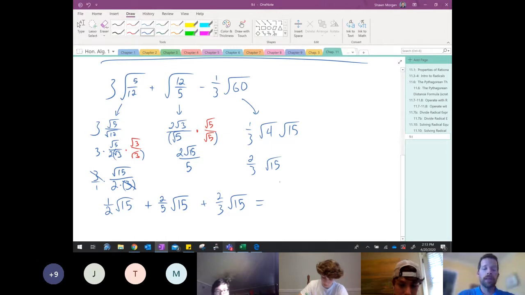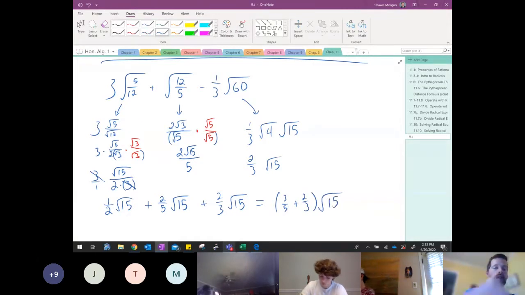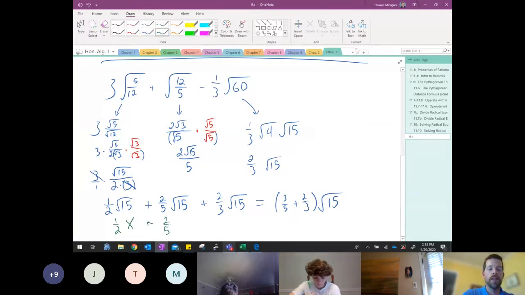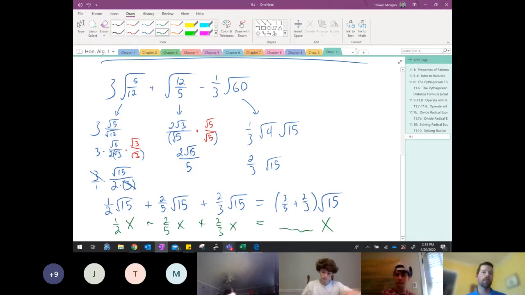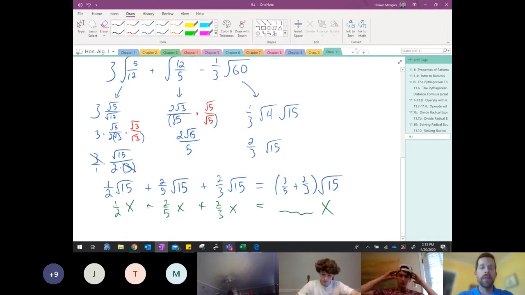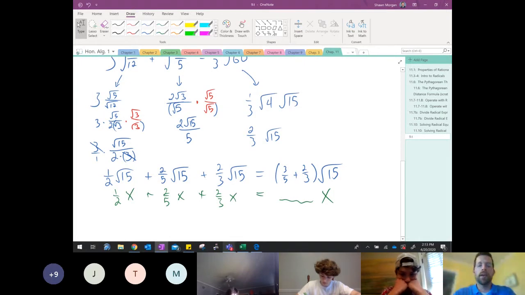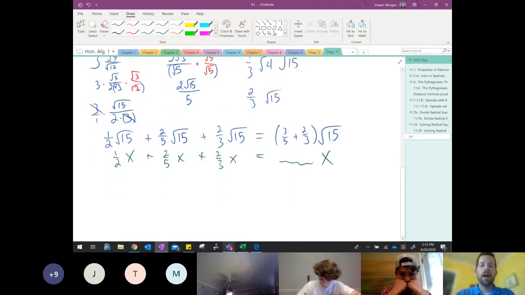Okay, so this looks like it's going to be 3/5 plus 2/3 times the square root of 15. It's almost as though you could treat this like a variable. Like if I had 1/2 x plus 2/5 x plus 2/3 x, you're going to have whatever that is, times x. Well, we're treating square root of 15 like that, okay? So you can make a note. I can treat radicals like variables in that sense. And the only question is now, how do I combine these two fractions and get an LCD of 15, as it would be? So it looks like 19 15ths.